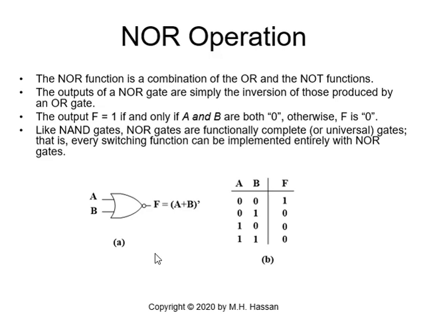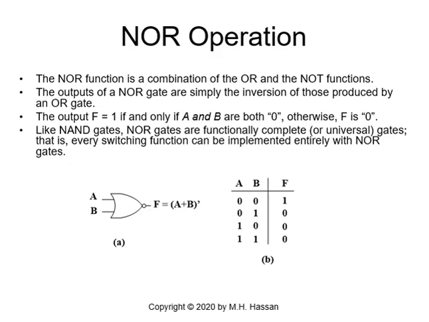The NOR operation or function is a combination of the OR and the NOT functions. The output of a NOR gate is simply the inversion of that produced by an OR gate. The output F is 1 if and only if A and B are both zeros. Otherwise, F is 0. Like the NAND gates, NOR gates are functionally complete. So both the NAND and NOR gates are functionally complete or universal gates. That is, every switching function can be implemented entirely with these gates.